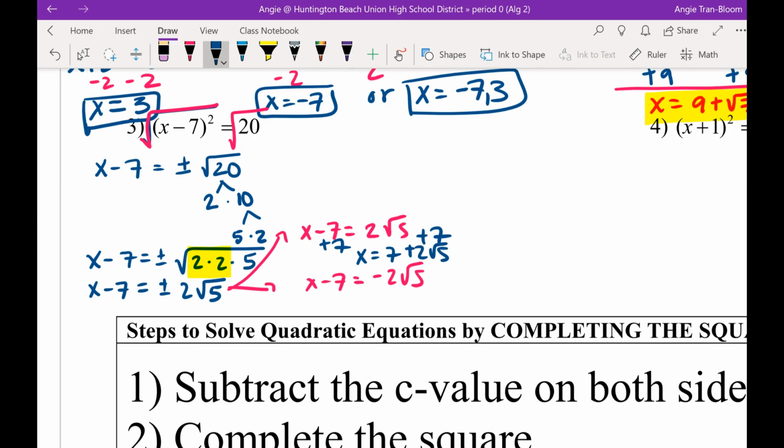Class, that does not make 7 rad 5. That is just simply 7 plus 2 rad 5. Similarly to the bottom, we're going to add 7 to both sides. Then that x is going to be, if we add 7 to both sides, it's now 7, what? Minus 2 rad 5. And those are our final 2 answers. Right?